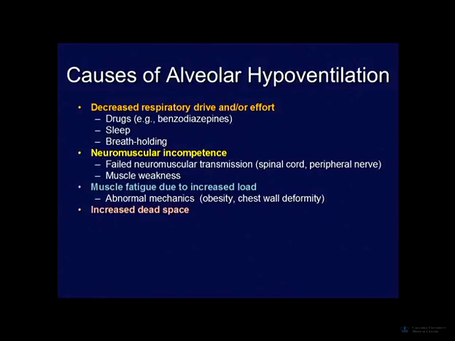Then there's the can't breathes. If there's neuromuscular incompetence, you're trying to breathe, but there are problems at the spinal cord level or the peripheral nerve level. You're not triggering the respiratory muscles to contract. There's also muscle fatigue, where if you are triggering them, the muscles are getting weaker and weaker over time.